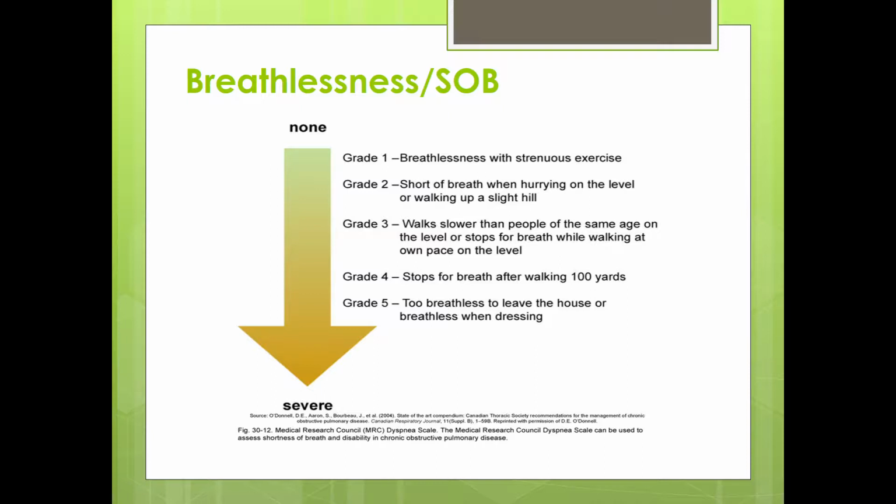A grade 3 means that they walk slower than people of the same age on the level or stops for a breath while walking at own pace on the level. A grade 4 is when they stop for a breath after walking 100 yards, and a grade 5 is too breathless to leave the house or breathless when dressing.